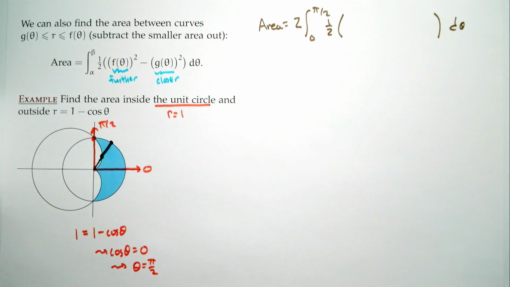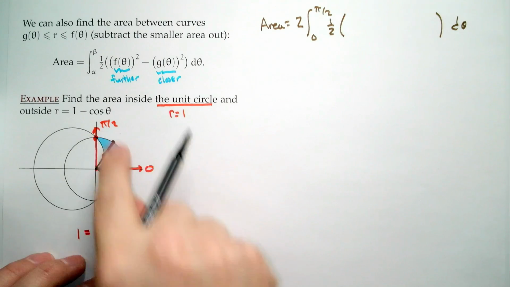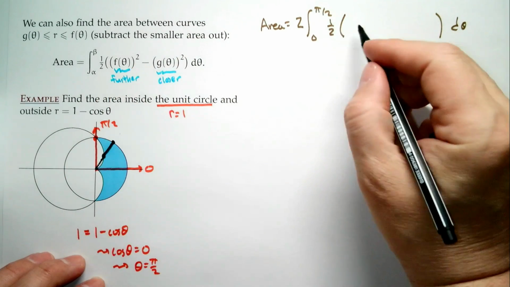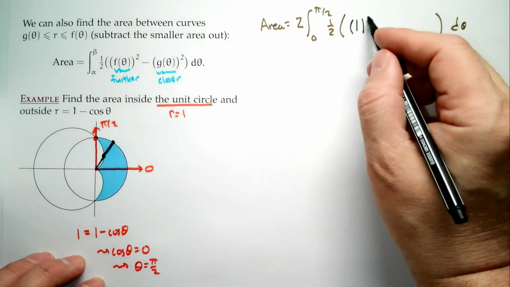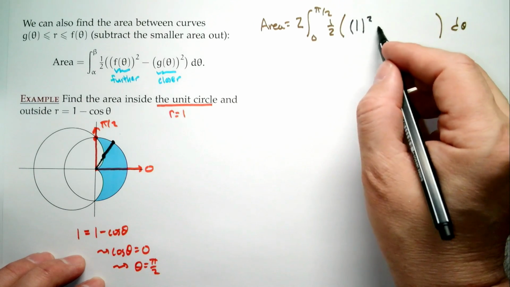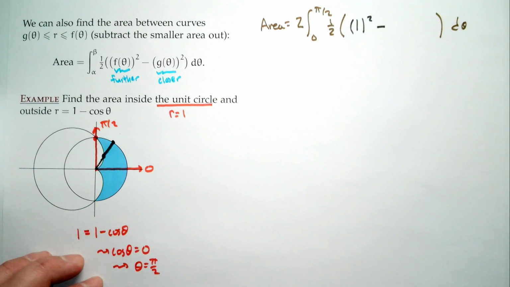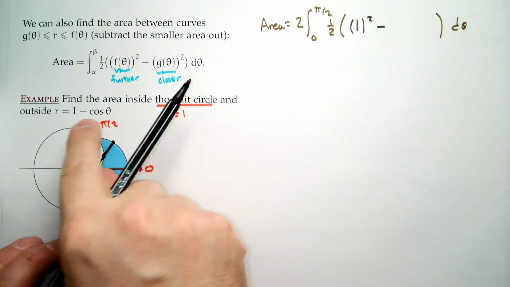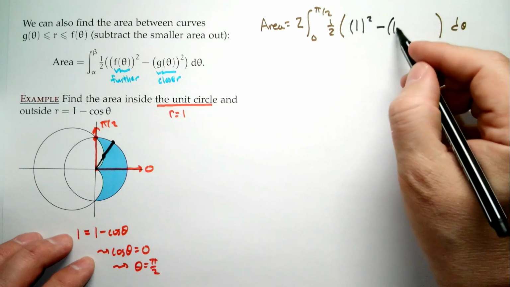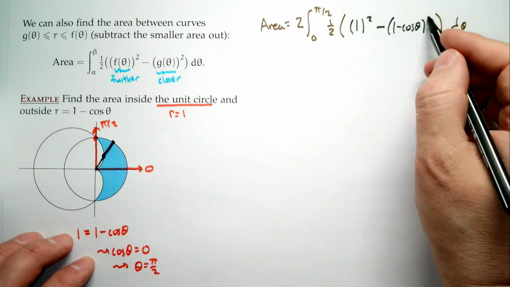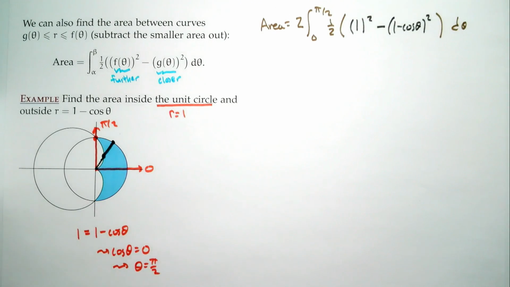Which curve is the outer curve? The one that's furthest away. It's the unit circle, which is 1. So the one that's furthest away is the 1, and we're going to take 1 squared. And then we're going to subtract, which curve is the inner curve, the one that's closest? The other one, 1 minus cosine theta. So 1 minus cosine theta squared. So that's our setup. Good.